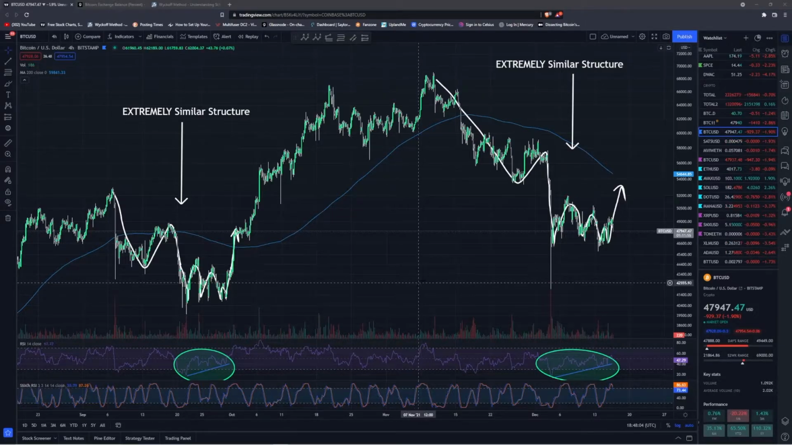And let's get into this breakdown. We're doing TA. We'll do some of the technicals and then we'll get into on-chain.